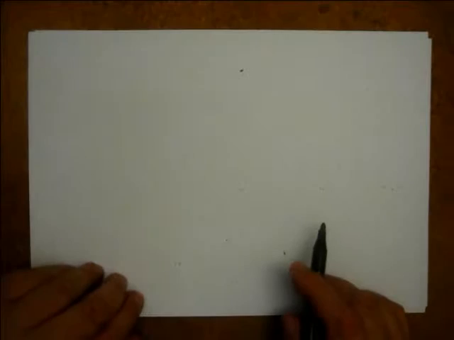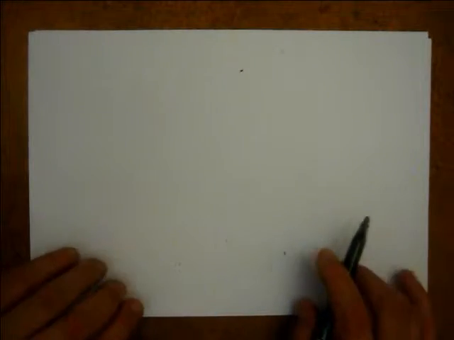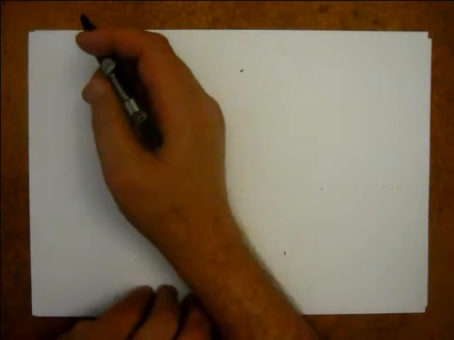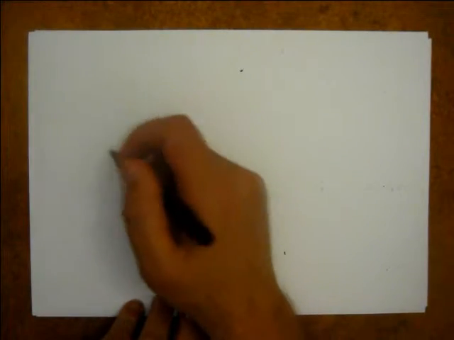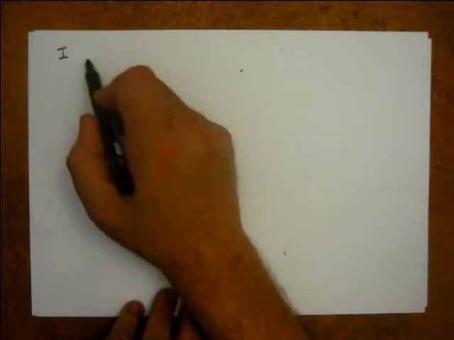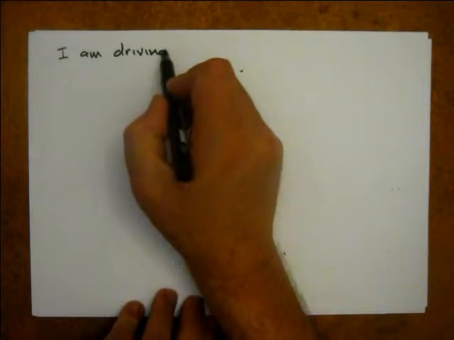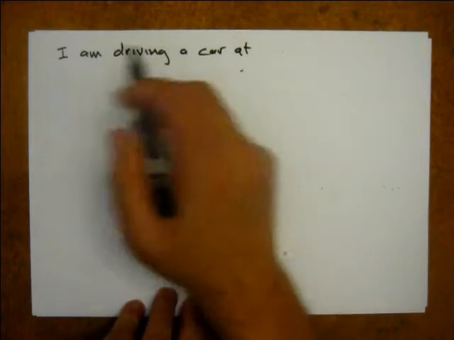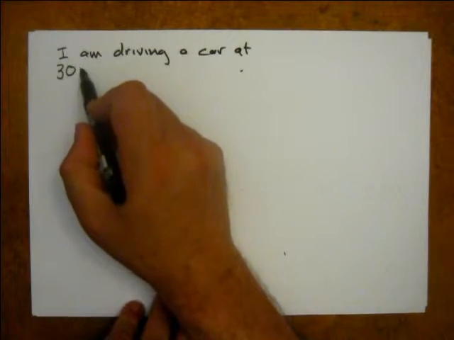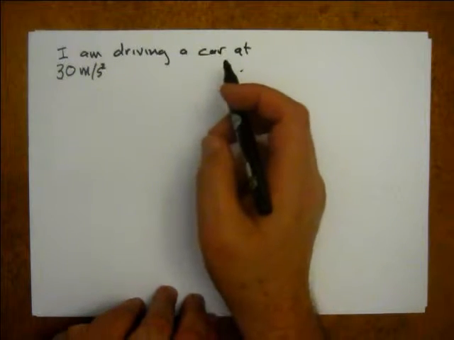Okay, let's do a couple of examples of centripetal force and centripetal acceleration. Let's do a couple of classic examples, car examples, spinning things around on your head on a piece of string. So I am driving a car at 30 meters per second, which is slightly faster than the speed limit where I live.